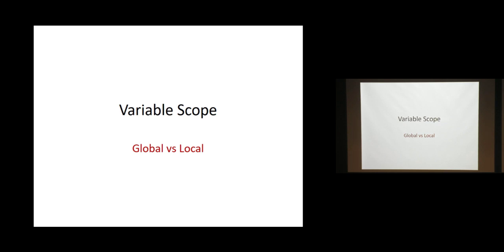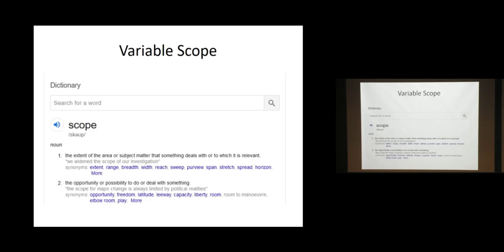Okay, I want to move to a new topic called variable scope. It's also a very important concept because some students have some problem with it, and assignment 1 is related to this. Variable scope, what is a scope? The extent of the area or the subject matter that something deals with or to which it is relevant.